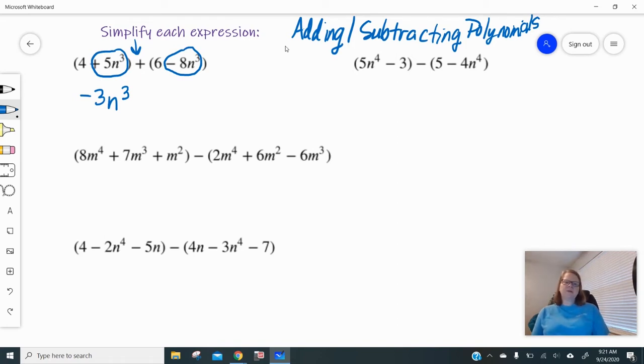Because when we write our answer, if it's not in descending order, then we need to rearrange it and put it in descending order. So if it's a shorter problem like this first one, where there's just 4 terms to combine, you can probably just go ahead and put it in the right order and save yourself a step. So that's nice. And then we have a 4 and a 6, and they're just numbers. So you just add those together. 4 plus 6 is 10. And we've got the answer to the first problem in the second section. It's in descending order and we're good.